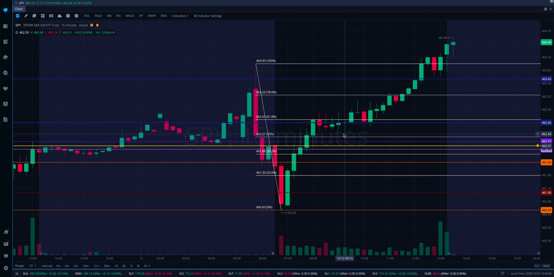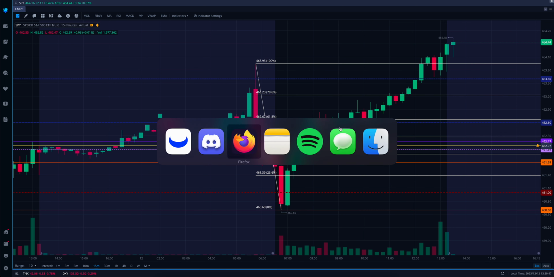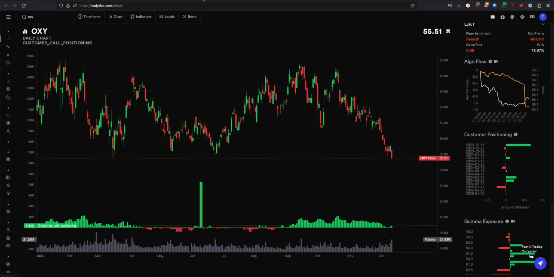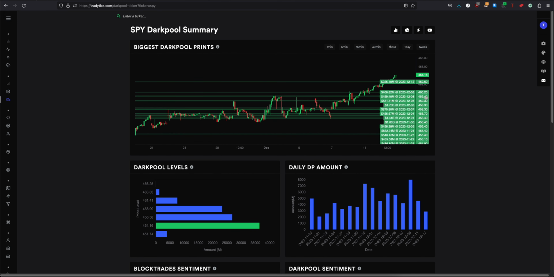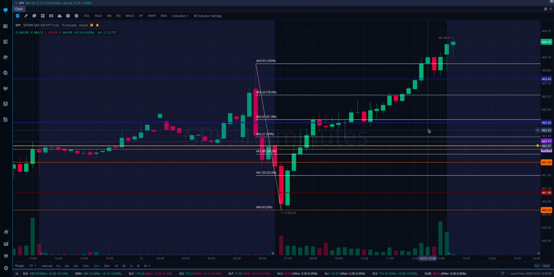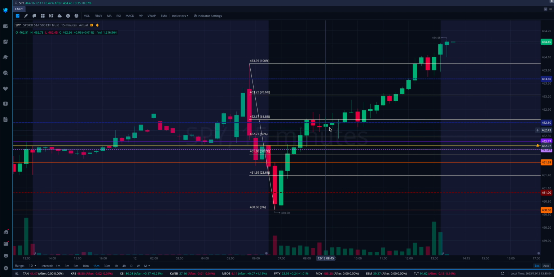The first is around, let's say, here-ish in the day, I noticed some big dark pool prints come in, okay? I use Trading Ticks for this. Here's SPY's dark pool page. This print right here, just shy of $1 billion, which is very good size for SPY, came in today at 462.60. So I marked it here. And when this happened, we were trading right around here, okay?